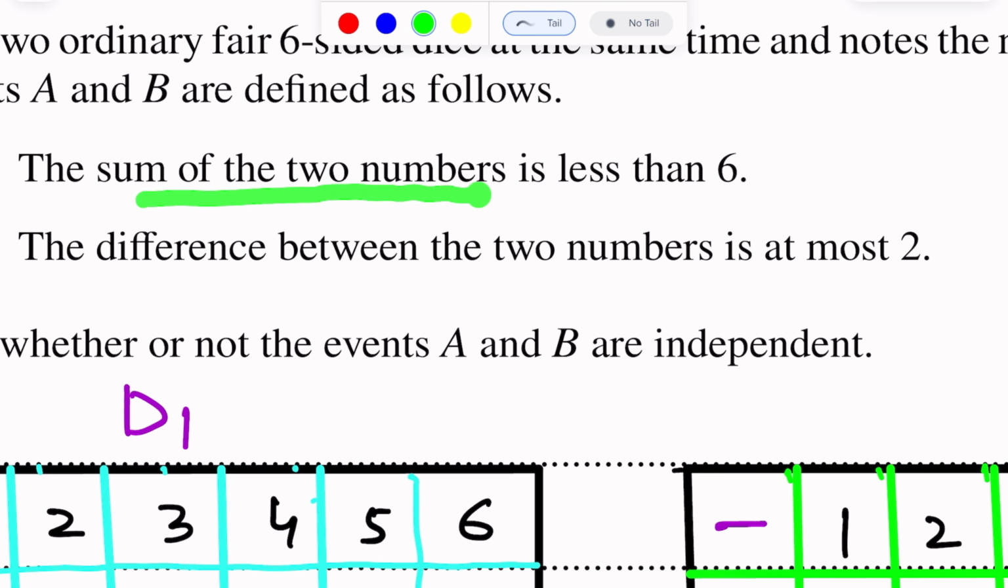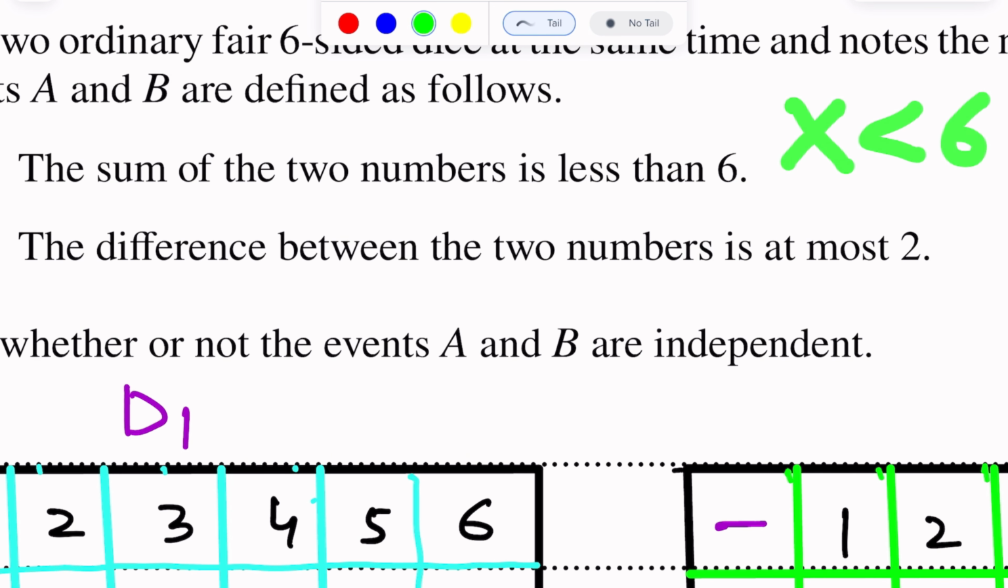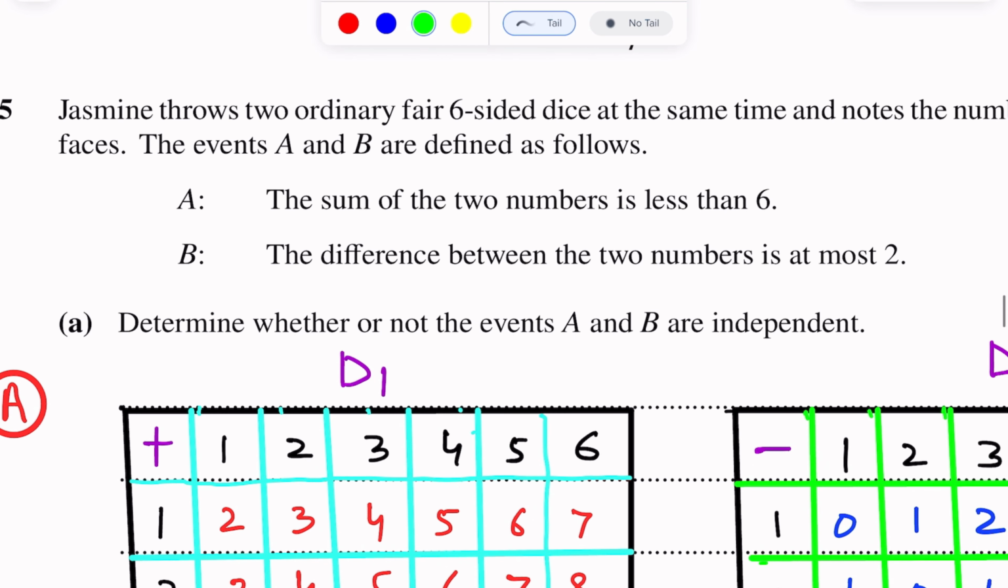Sum of two numbers is less than 6 means x is less than 6. At most 2 means x is less than or equal to 2. There are two ordinary fair six-sided dice. These are the events. Event A: sum of two numbers is less than 6. Event B: difference between the two numbers is at most 2. This is called at most 2.